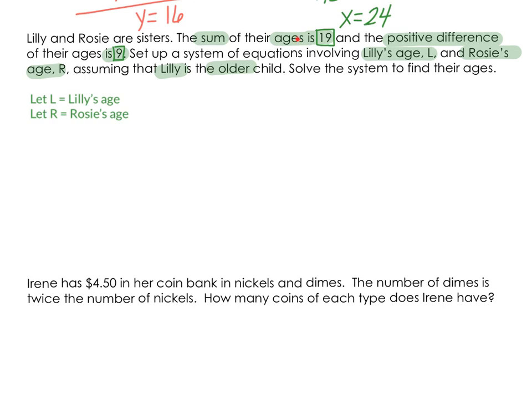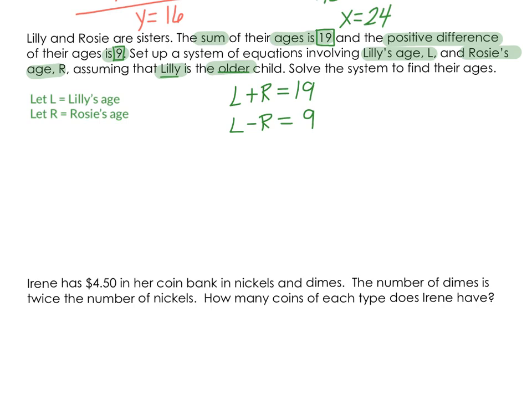The first one, the sum of their ages, that just means add their two ages. So Lily is L and Rosie is R, so the L plus the R will equal 19. And then the positive difference, well, in order for the difference to be positive, we have to take the older minus the younger, and they told me that Lily was older, so that tells me I need to do Lily minus Rosie to equal the 9. If I switch those around, I would have a negative number since Rosie is younger.